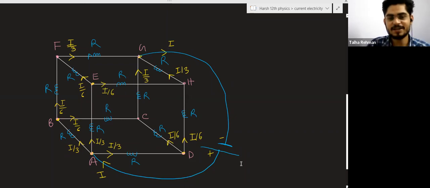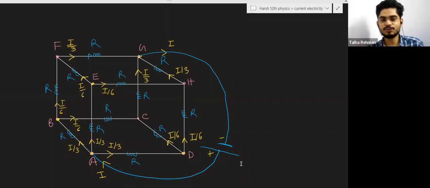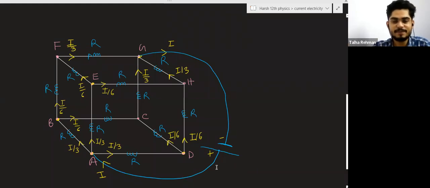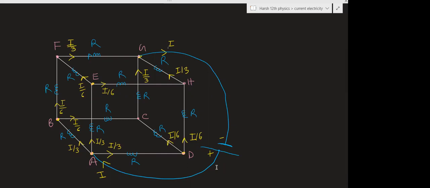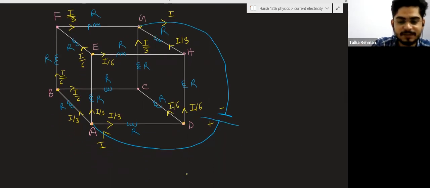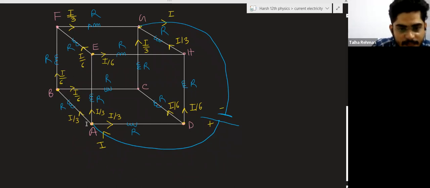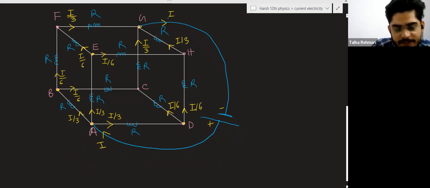So what we have to do now is choose a path. We can choose any path, I am just choosing one, because I will apply Kirchhoff's voltage law. Without the use of Kirchhoff's voltage law, we cannot solve this. So this is looking complicated. I am choosing a path: you can choose the path A, D, H, G, and again come to A.